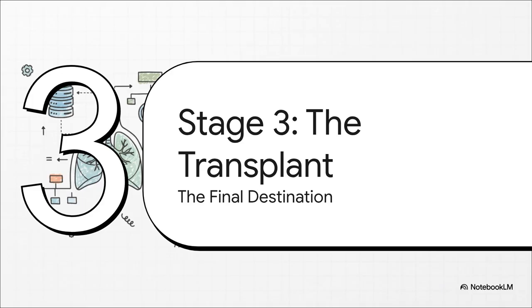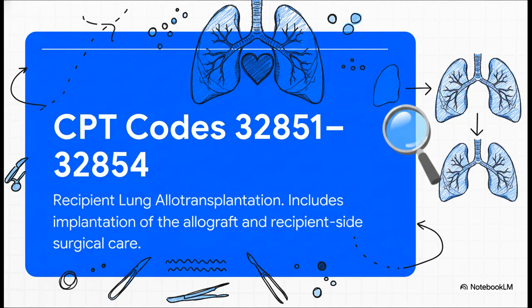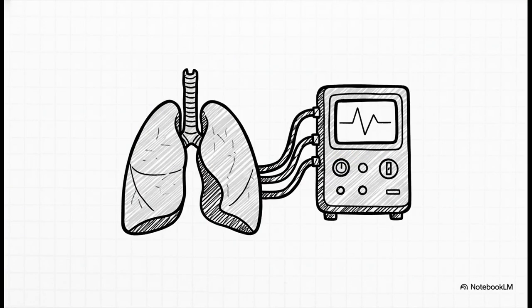And that brings us to our final stage, the transplant itself. The lung is prepped and ready to go, and now it's time for its final destination, the surgical implantation into the recipient. This is the main event, and it's covered by a range of codes from 32851 through 32854. These codes are designed to capture everything that happens on the recipient side of things, from the actual implantation to all the complex surgical care during the procedure. The specific code you pick from this range will depend on factors like, you guessed it, whether it's a single or double lung transplant.